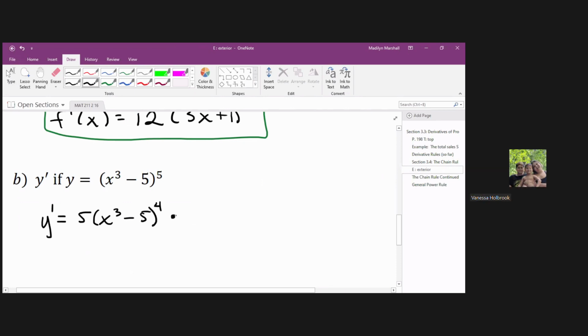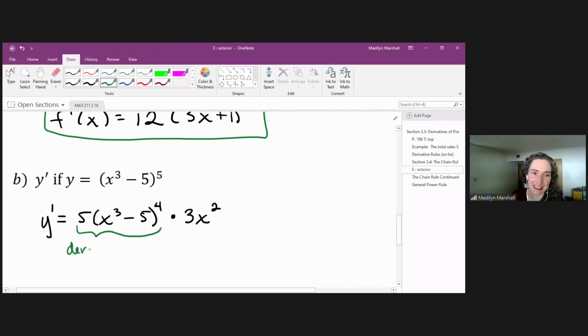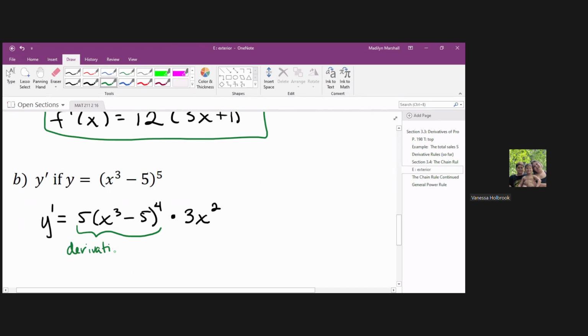And times 3x squared. Right, exactly. The derivative of the interior. Then would that be 15x squared? Yes. And then x cubed minus 5 to the 4th? Right, exactly. Perfect.